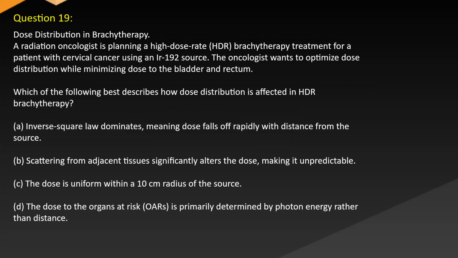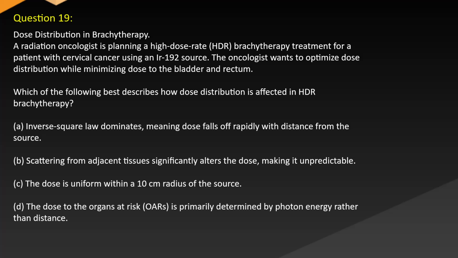Question 19. Dose distribution in brachytherapy. A radiation oncologist is planning a high-dose rate (HDR) brachytherapy treatment for a patient with cervical cancer using an Ir-192 source. The oncologist wants to optimize dose distribution while minimizing dose to the bladder and rectum. Which of the following best describes how dose distribution is affected in HDR brachytherapy?